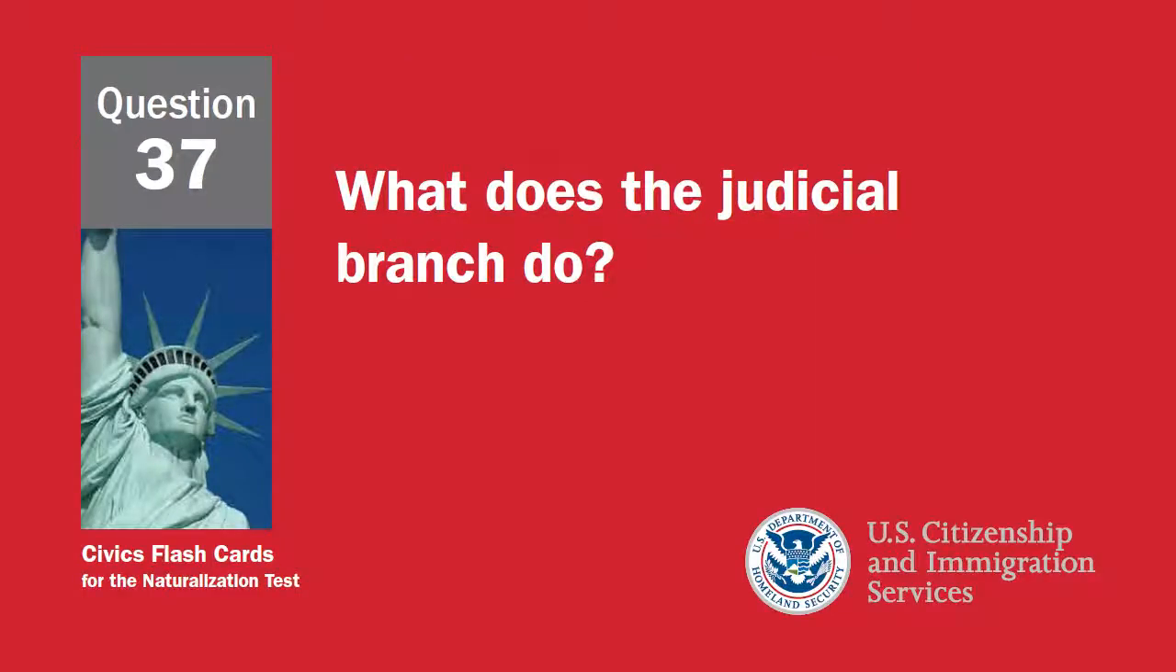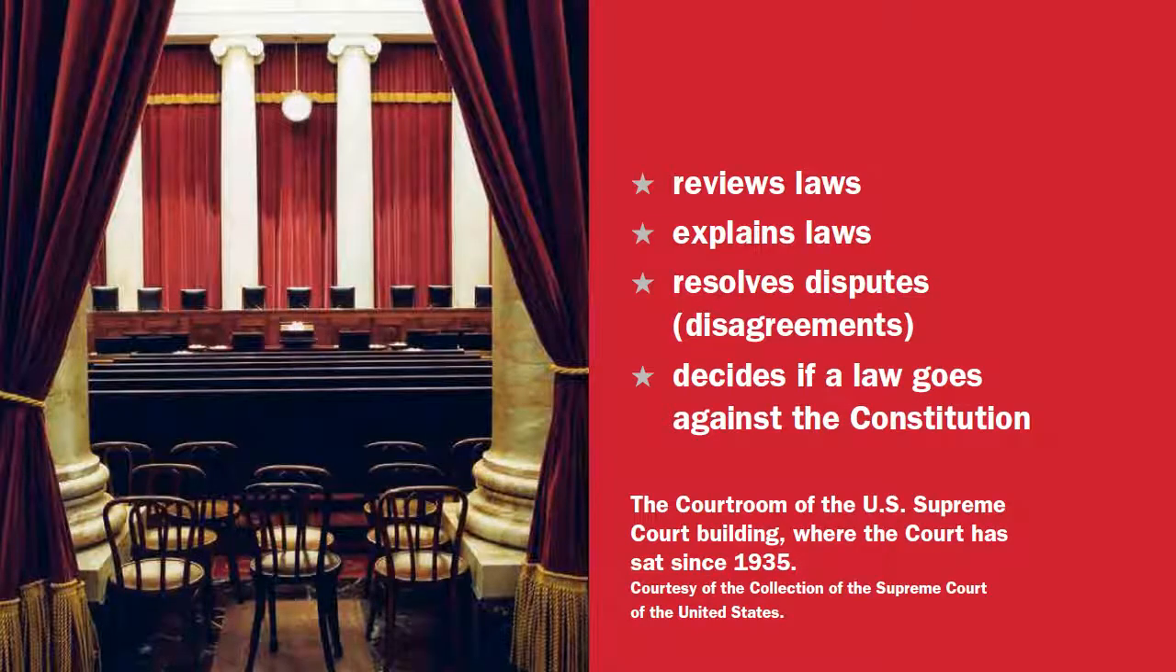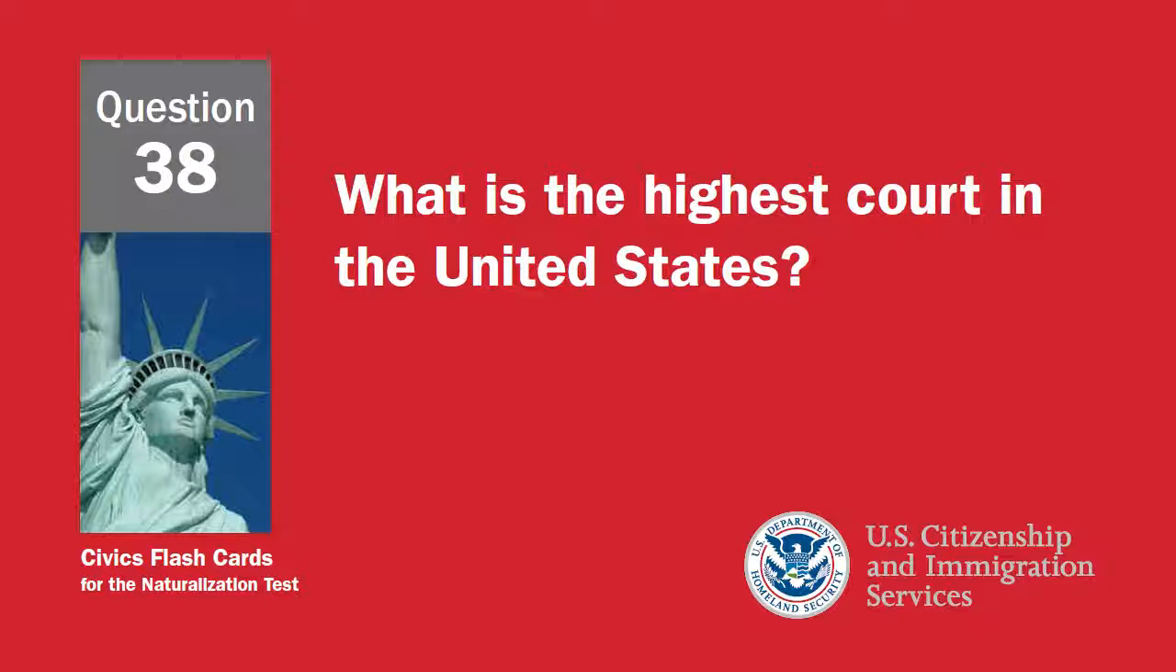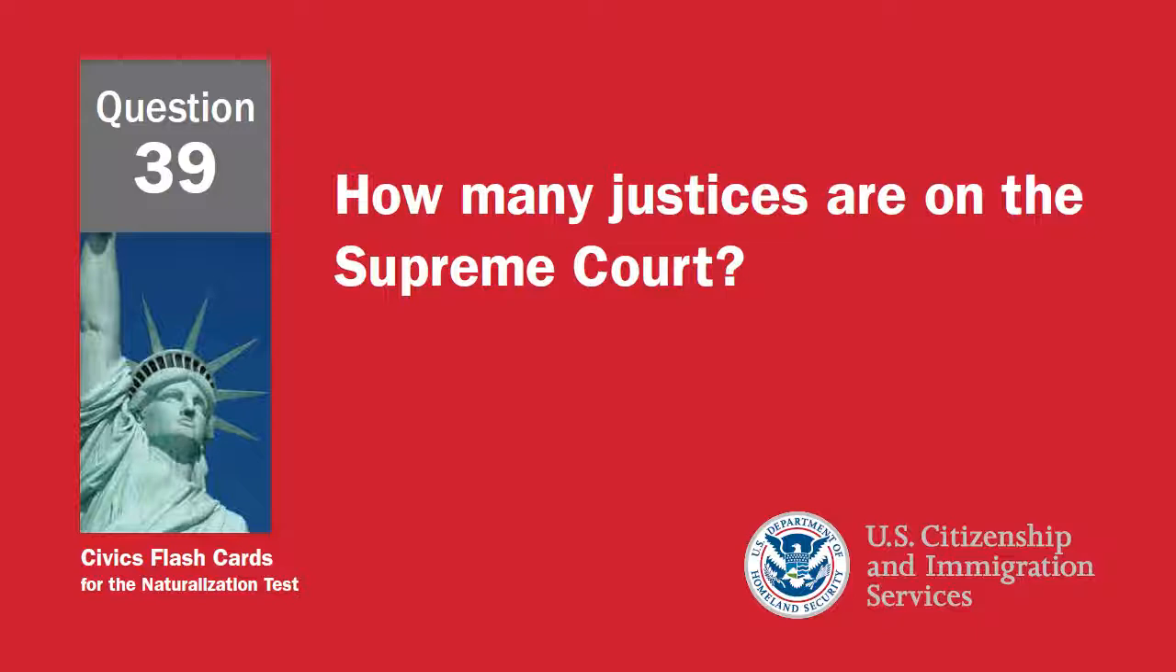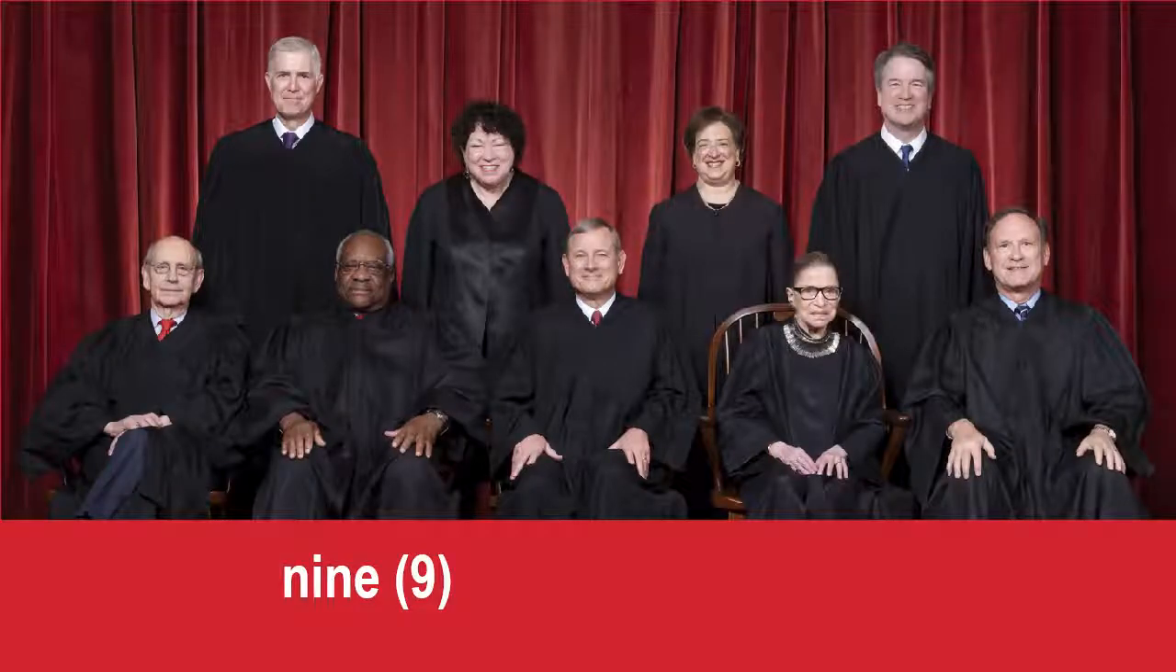What does the judicial branch do? Reviews laws. Explains laws. Resolves disputes, disagreements. Decides if a law goes against the Constitution. What is the highest court in the United States? The Supreme Court. How many justices are on the Supreme Court? 9.